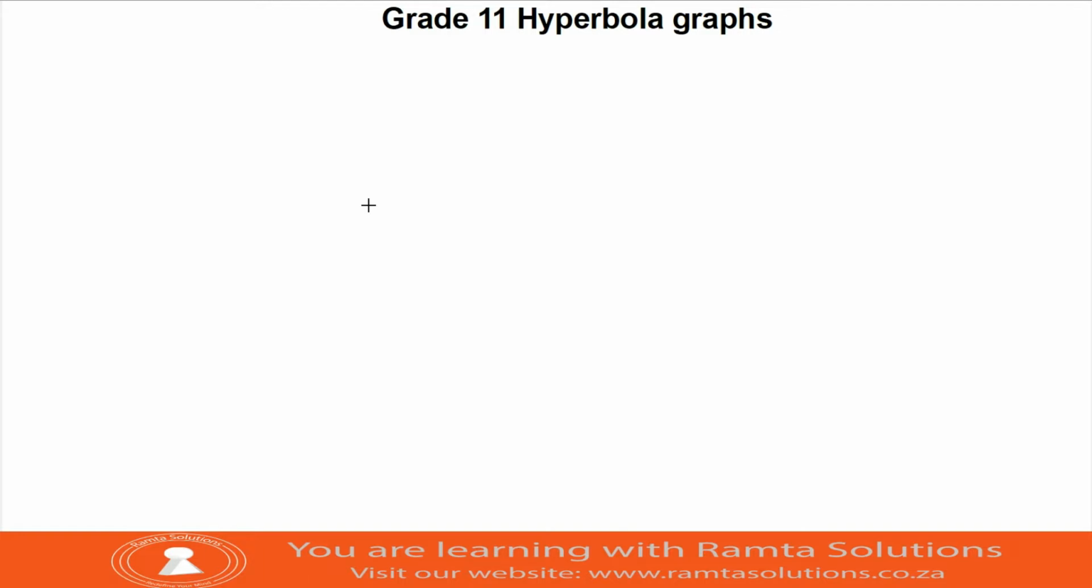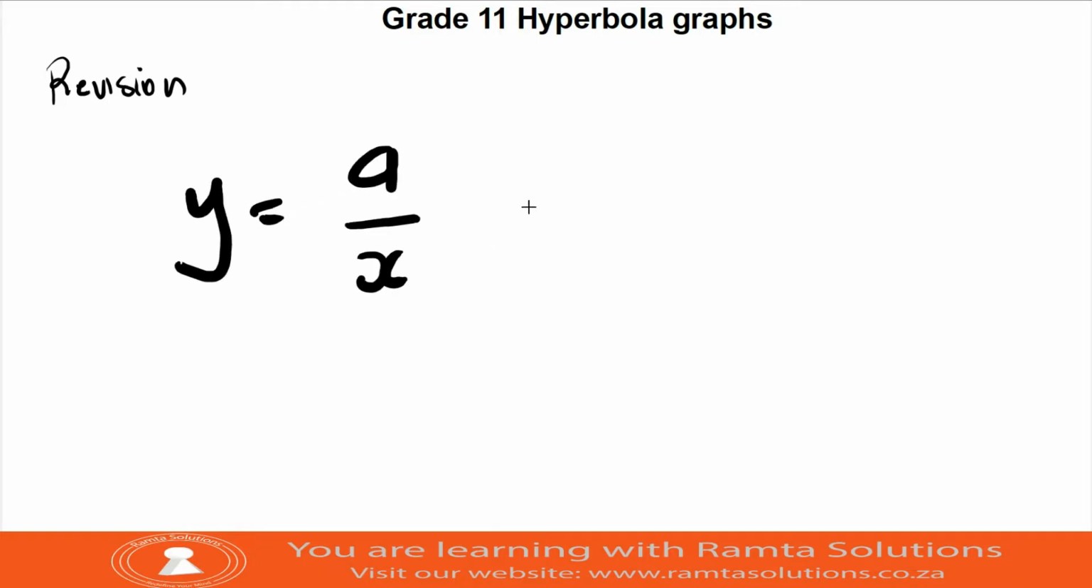Today we are looking at your hyperbola graphs. So just like we did with the quadratic, let's remind you of what you did in grade 10. Remember in grade 10 you had hyperbolas in the form y equals a over x plus q.